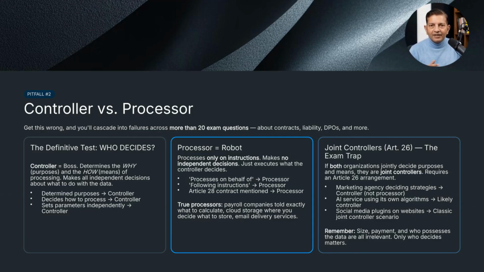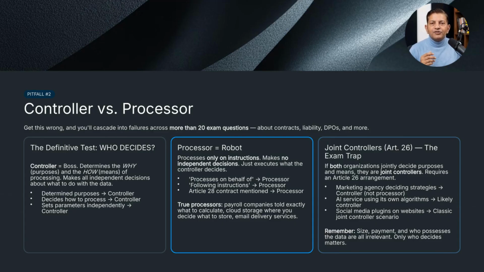Now we will be tackling controller versus processor, a distinction that causes cascading failures across multiple exam questions. Get this wrong and you'll miss questions about contracts, liability, DPOs, and more. Let's fix that right now.